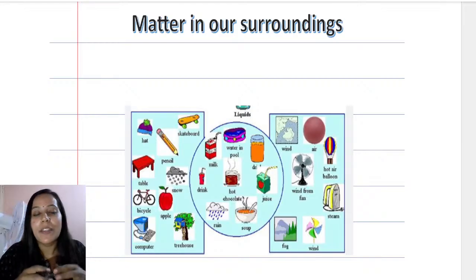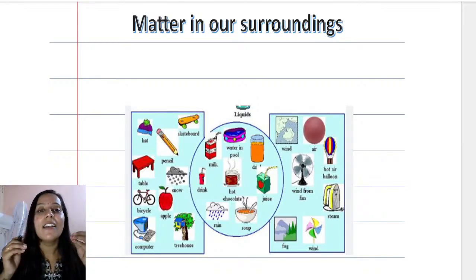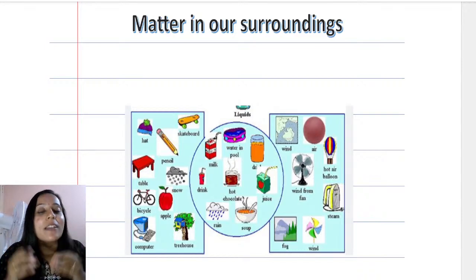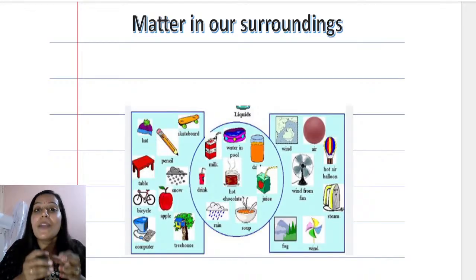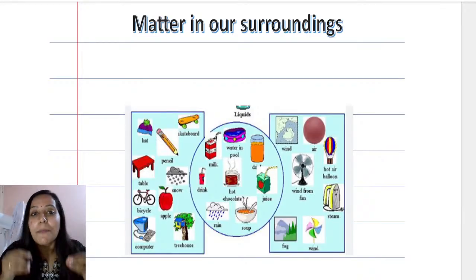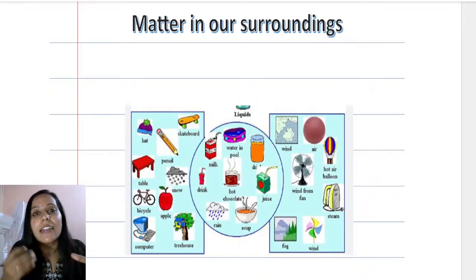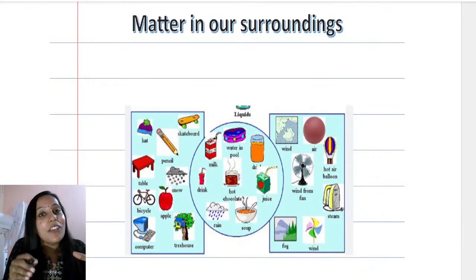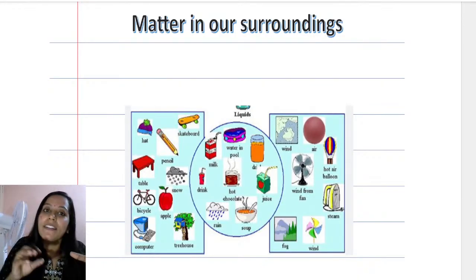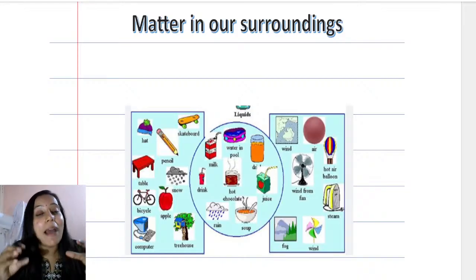Okay, right. Let me now begin this chapter by explaining the basic word of this lesson, that is called matter. We have to know first of all what is the meaning of matter, or how can we describe matter. See, basically matter is anything that is present in this universe which has mass and which occupies space.